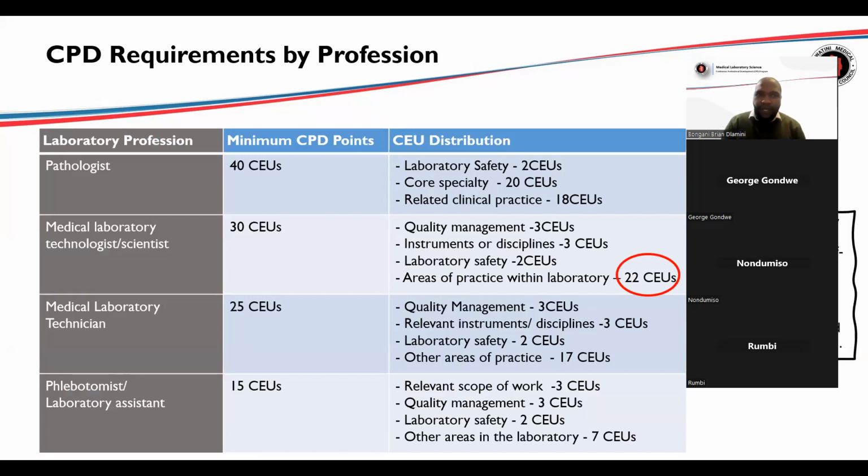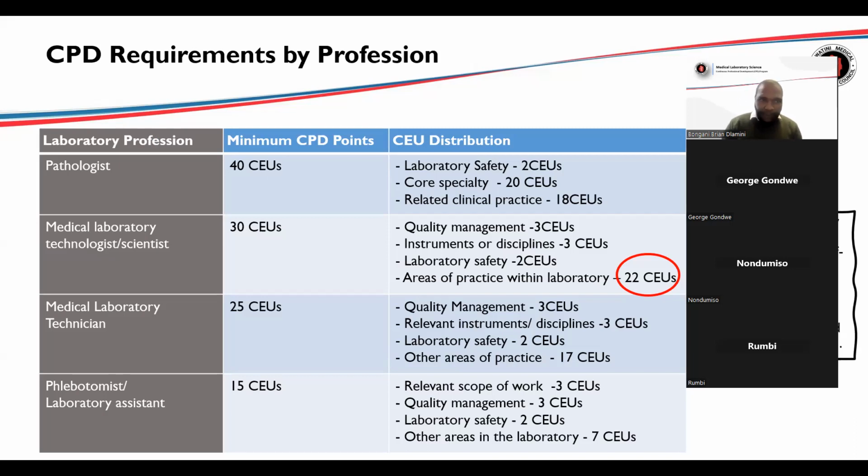So these are the requirements based on the different professions in the laboratory. We have 4 cadres for now. We have the pathologist working closely with the histopathology lab. Their requirement is 40 points for them to still renew and be deemed competent to practice each and every year. Under the 40 points, we request that 2 points should come from safety, 20 points from your specialty, whatever you're working on, and then 18 from clinical practice.